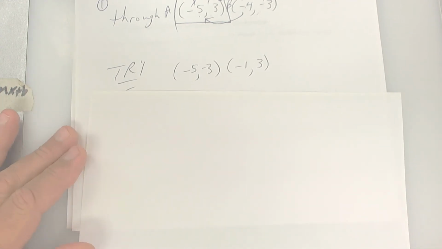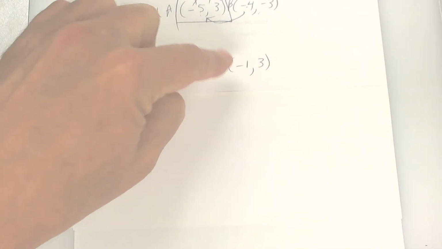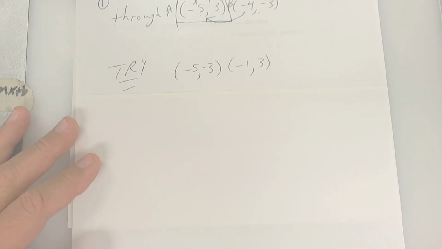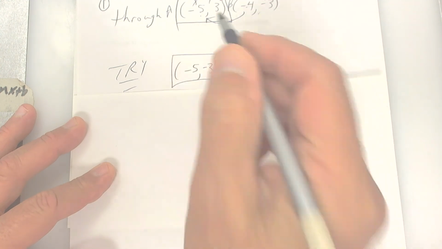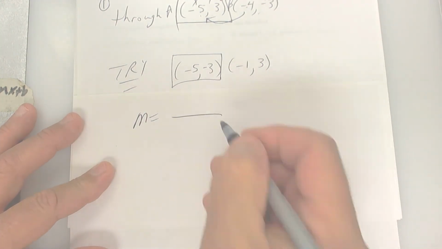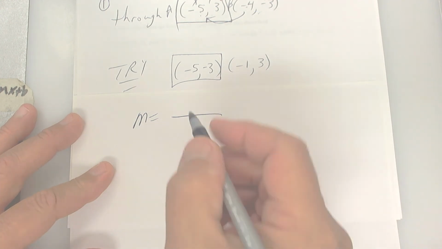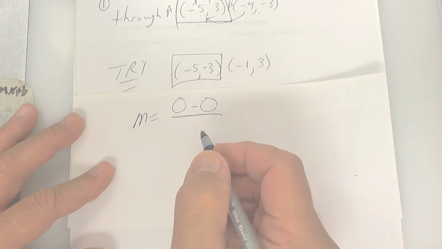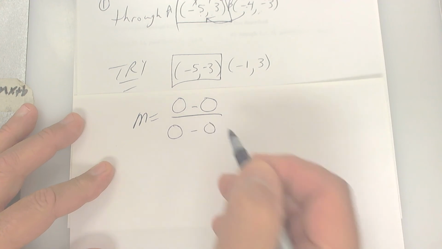Now let's try one. Try this one. I want an equation through these 2 points. We don't have to graph it. And I want you to use this point. So right now, find the slope. Remember, the y's go at the top. So it's something minus something over something minus something. Copy that down.